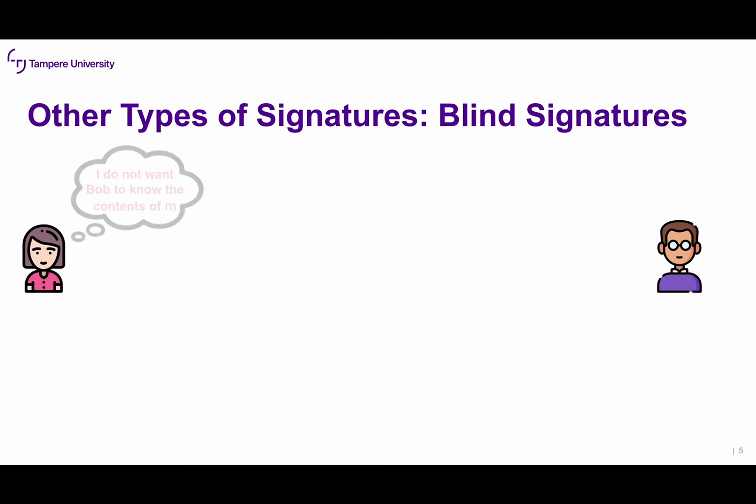Now, let's start talking a bit about some other types of signatures, and let's start with blind signatures, which is one of my favorite tricks, I would say. So the scenario is like this. Imagine that Alice wishes Bob to sign a message for her. Now, the thing is that Alice does not want Bob to know the actual contents of the message M that he will end up signing.